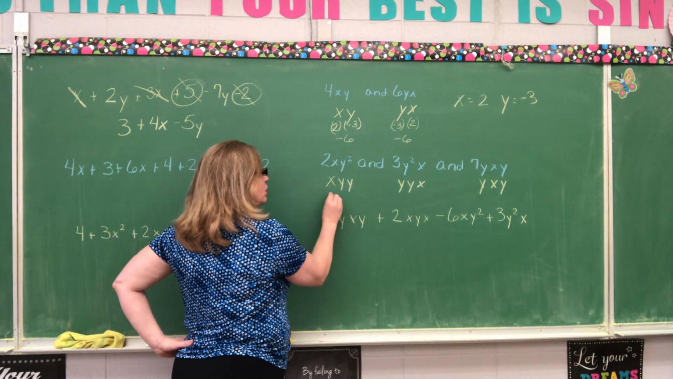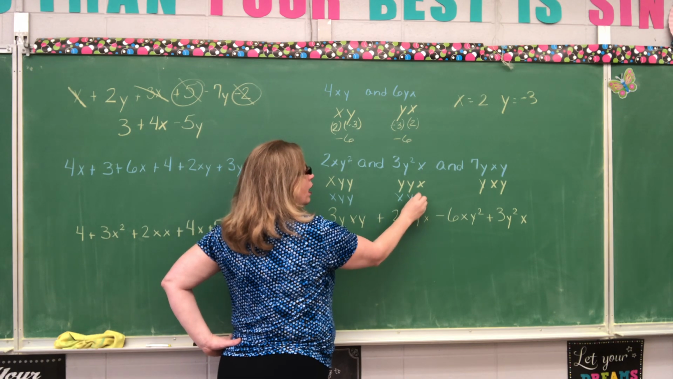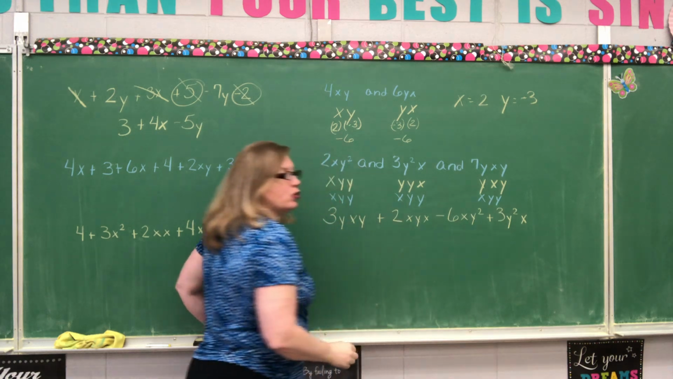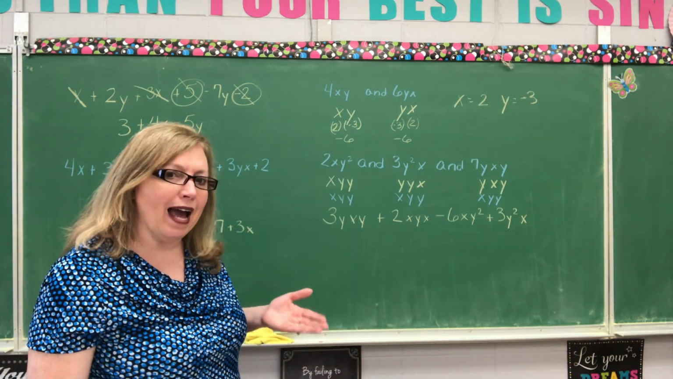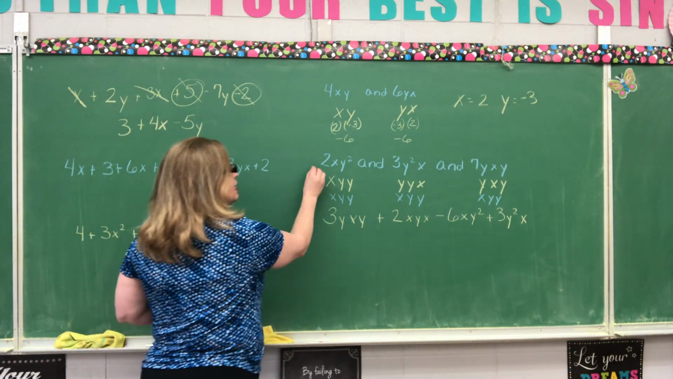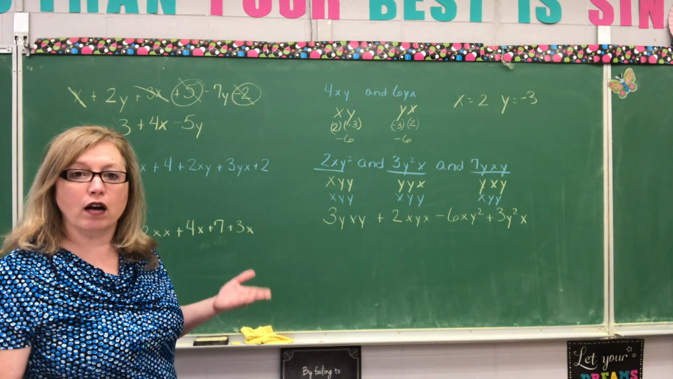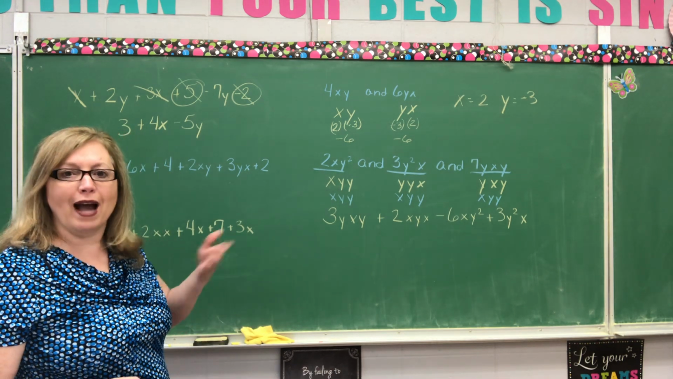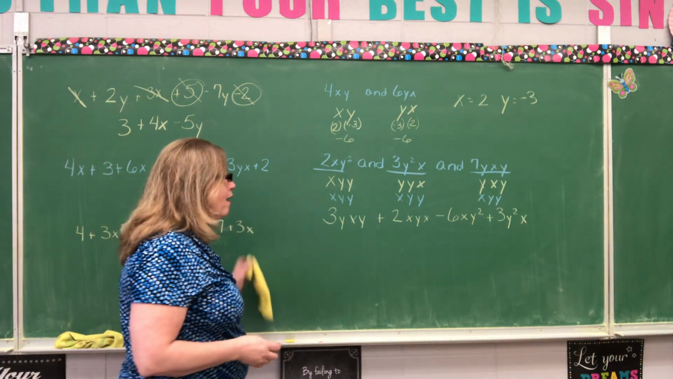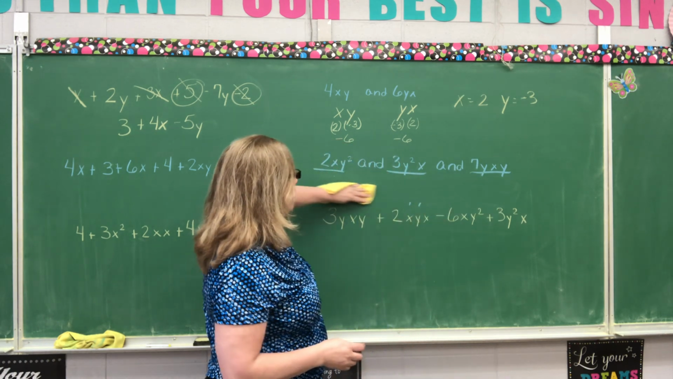So x comes first. So this is x, y, y. This is x, y, y. And this is x, y, y. So all three of them actually mean x, y, y. That means that these terms are like terms. So I can add them together. How do I add them together? Well, I don't have to worry about these letters. Okay? I don't need that.